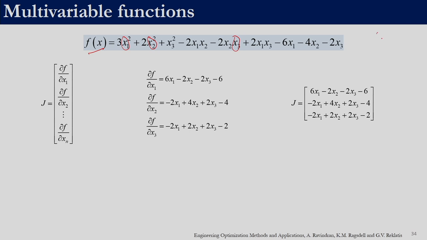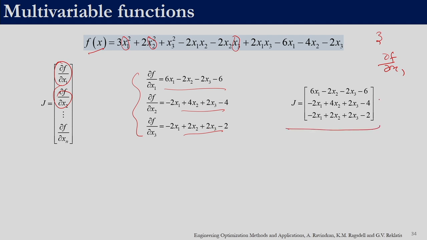So we have three decision variables. The Jacobian is nothing but the partial derivative of f with respect to x1, the partial derivative of f with respect to x2, and the partial derivative of f with respect to x3. Since we have three variables, if you have n variables, all the partial derivatives are to be found, right? So these are the three equations. If you differentiate, you would get these three equations.